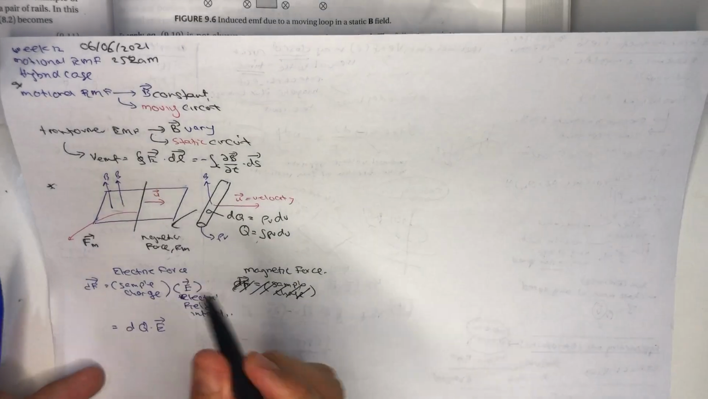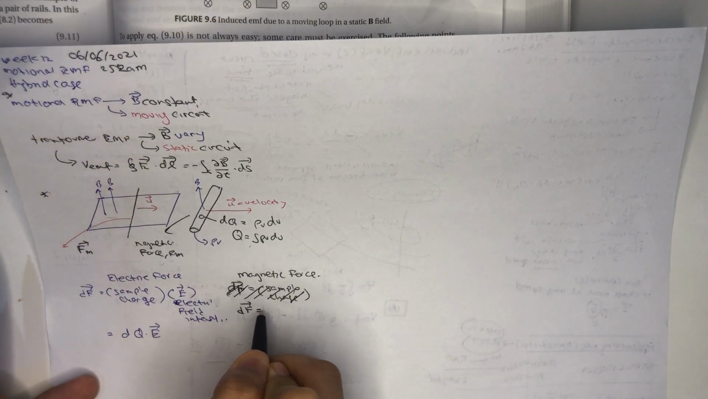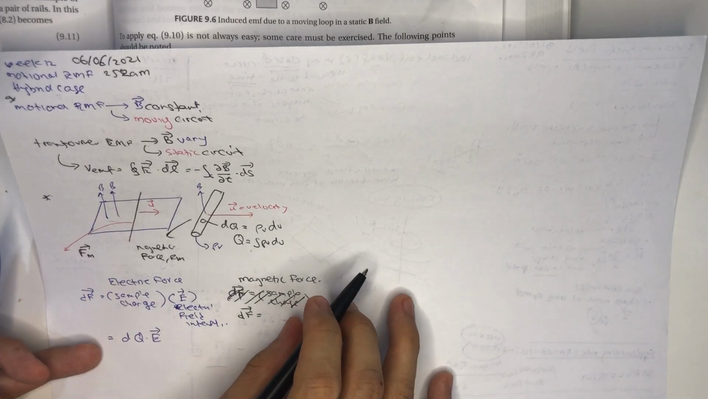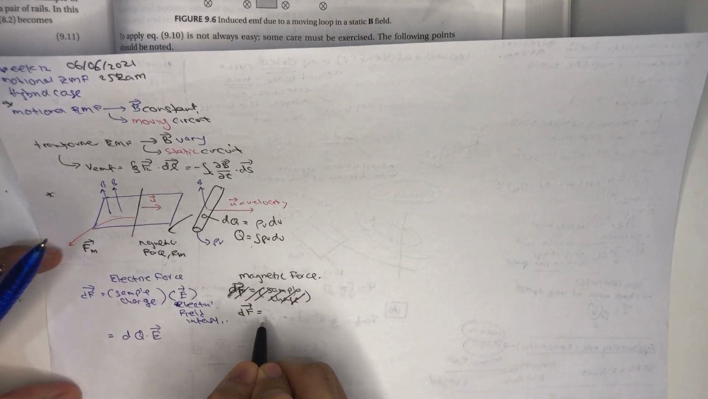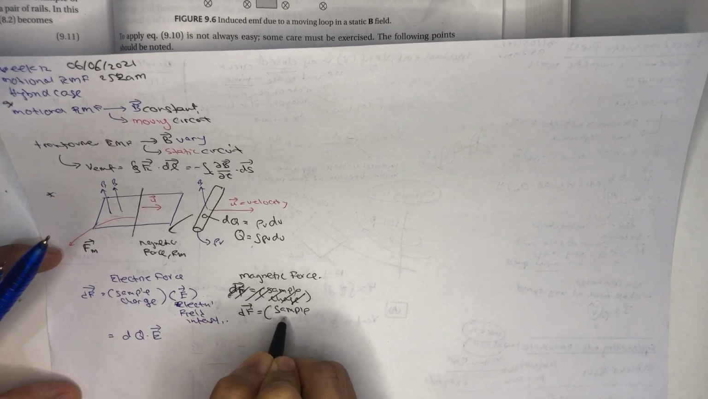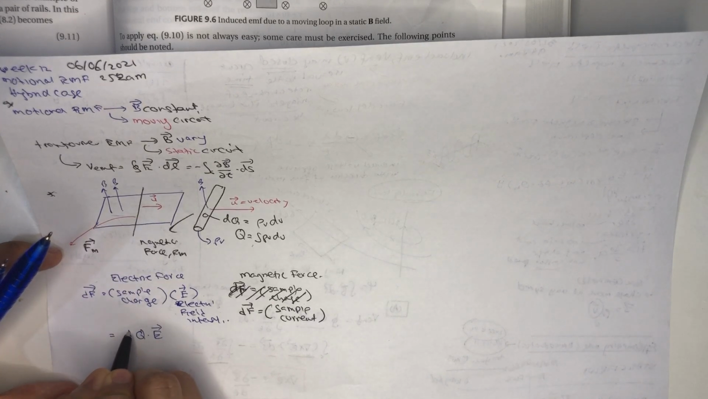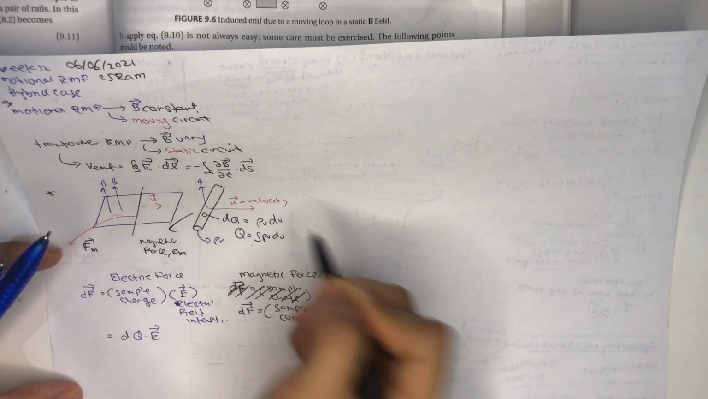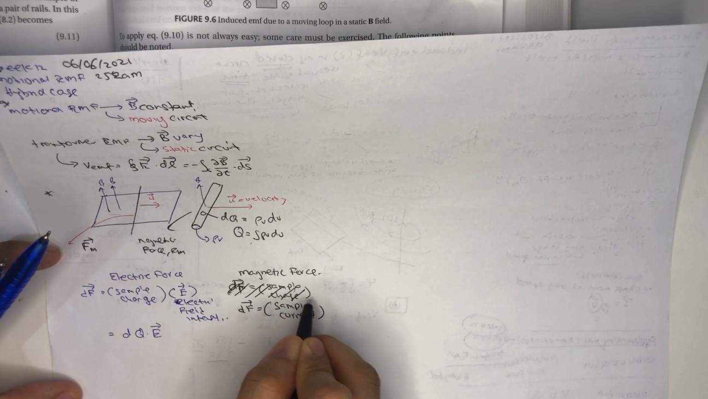How about in the magnetic field? Similarly, we also have a dF, but now it is with respect to the magnetic field intensity and also the current. So you have your sample current. Just like here we sample charge, dq, and we use volume, here also for the sample current we will use the volume.